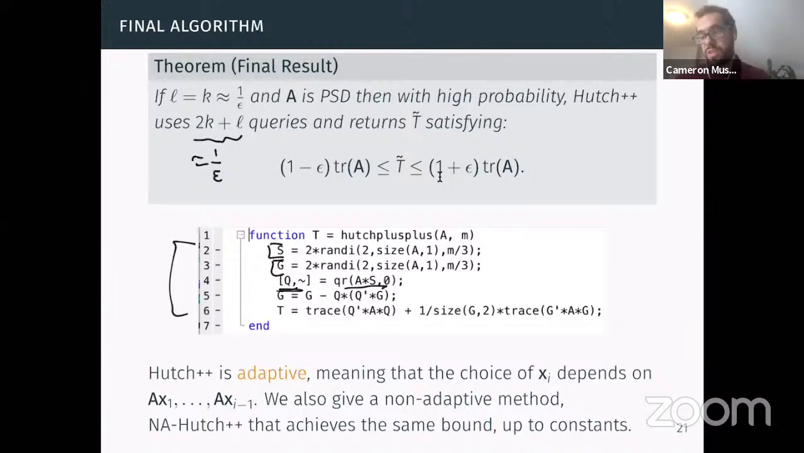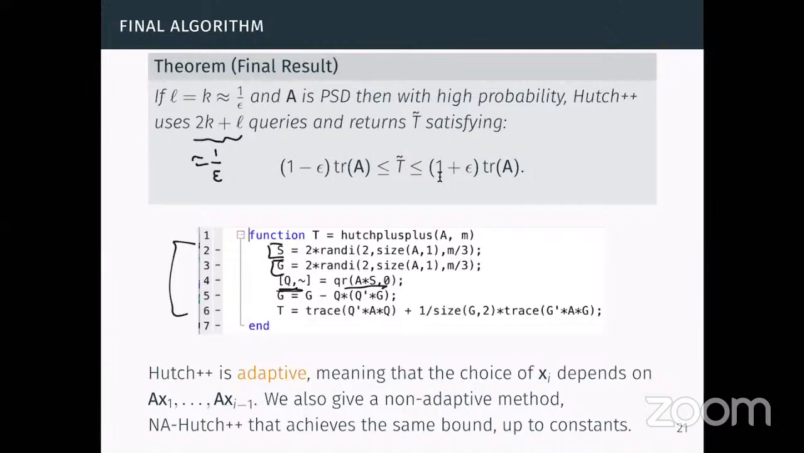Okay, second question, please. You know, there is m divided by 3.